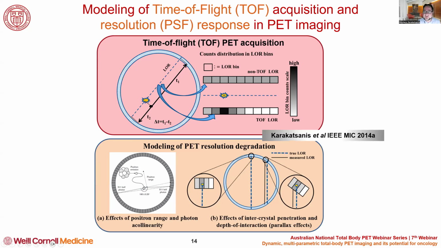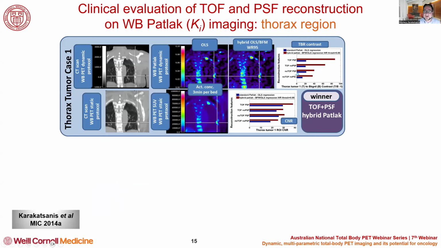By taking advantage of these technologies in our latest generation scanners, even the limited axial field of view, as well as the total body scanners, we found out that our estimates of the kinetic parameters are more accurate, and the contrast to noise ratio in the images is also significantly improved. And this is particularly important for generalized Patlak imaging, which is nonlinear and suffers more from noise.